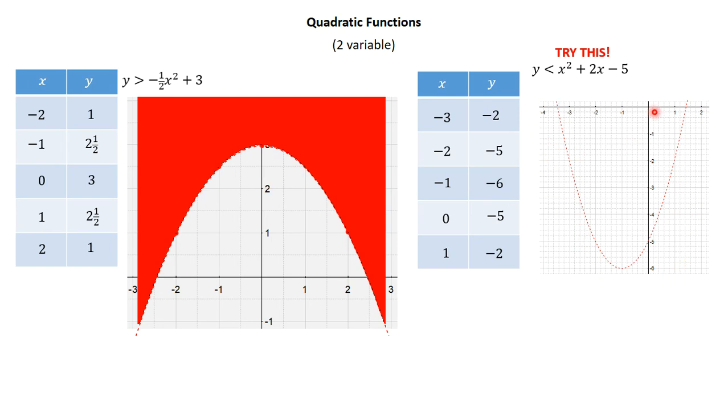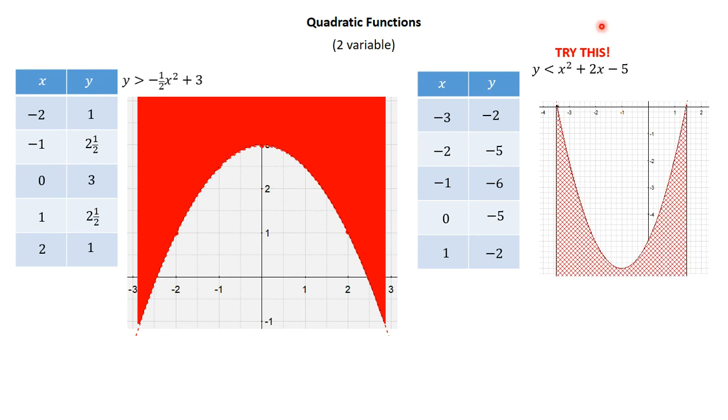And then graph it. If we plug in 0: 0 less than 0 plus 0 minus 5? No, 0 is not less than -5. So we would shade on the other side, which would be outside the parabola, which is where y is less than the equation. Now here, greater than, we shaded outside. Here, less than, we shaded outside. Notice the parabola is flipped. Here we shaded above, and here we shaded below. It just happened to both be outside the parabola.